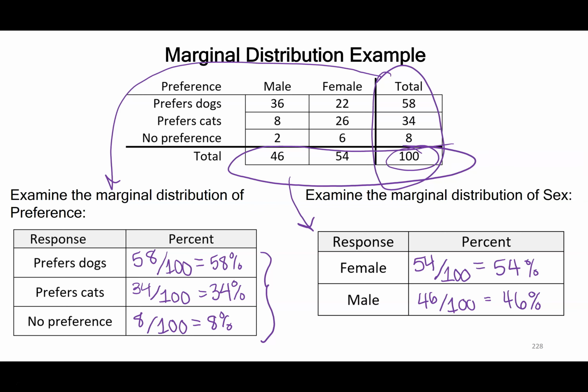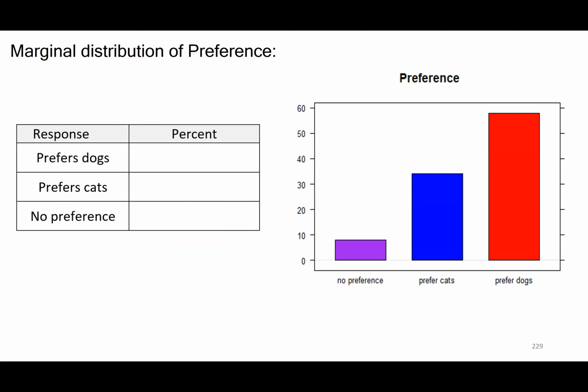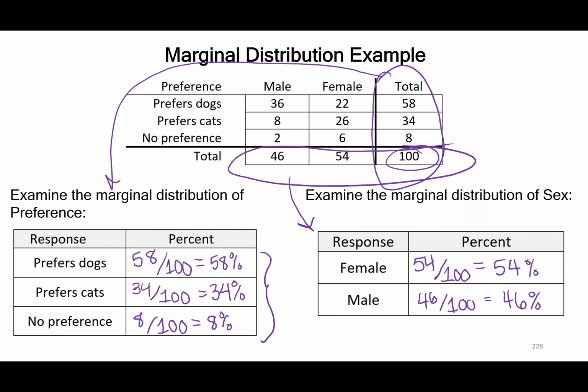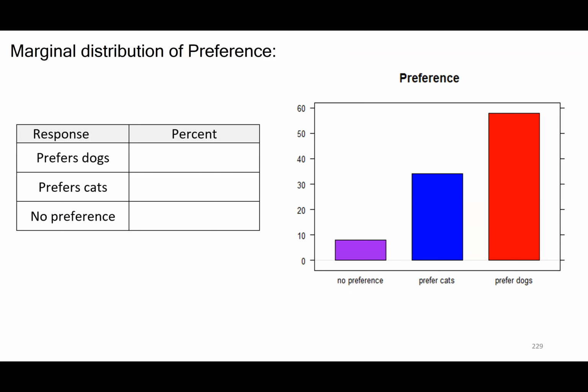Just continue to do that for all parts. So if I want to look at the marginal distribution of preference, I need to borrow this. So 58, 34, 8. So 58%, 34%, 8%. I wanted to put this into a graph.